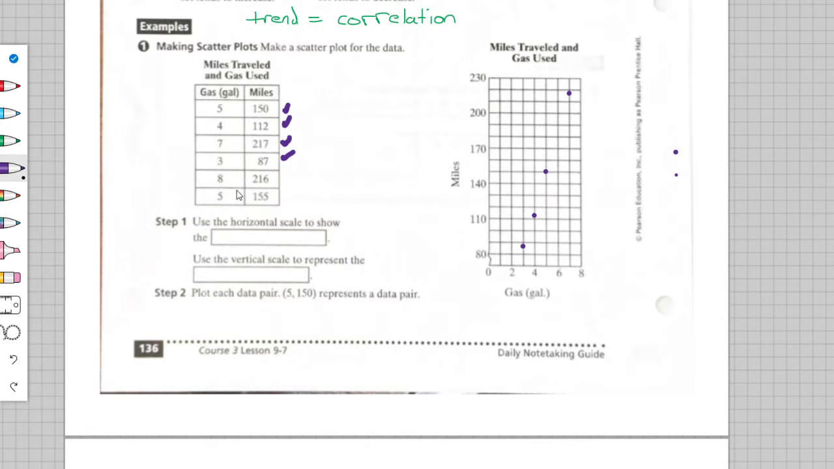And then we're going to go to 8 and 216, so 8, 216 is going to be kind of close to where we were at the 217 mark, so put it kind of right there. And then 5 and 155, so 5, 150, 155, something along like that.